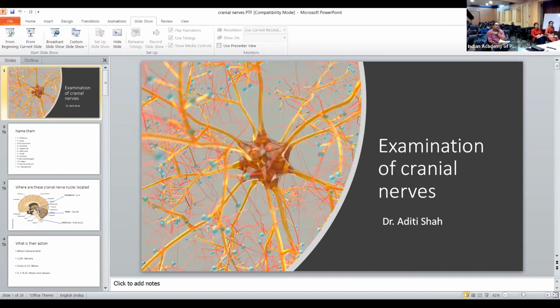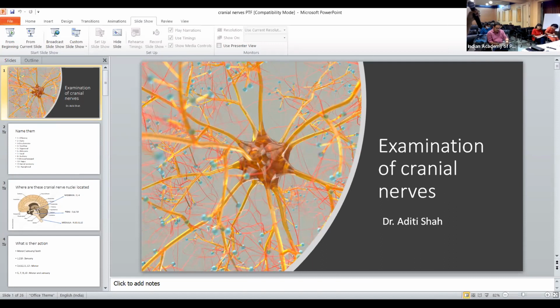The second slide is again about what their action is. You should know this, because when you suddenly see an exam question saying examine the seventh nerve, you should know whether it is motor, sensory, or both. Can you tell me which of the nerves are sensory? Olfactory, the first; second, for vision, optic; and the eighth. So first, second, and eighth are only sensory nerves.